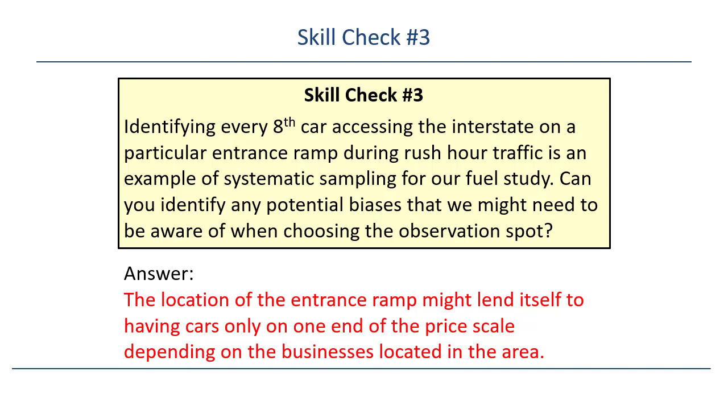Well, it is definitely systematic because you're taking every 8th. But depending on where the entrance ramp is, you could get a completely skewed sample because people live in clusters, right? So you could get all business people in one entrance. You could get maybe the expensive neighborhood where people have higher end cars, that might have better gas mileage, those kinds of things.